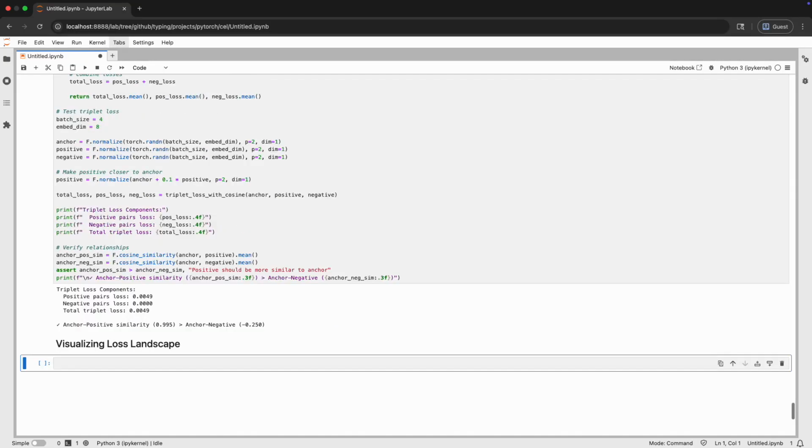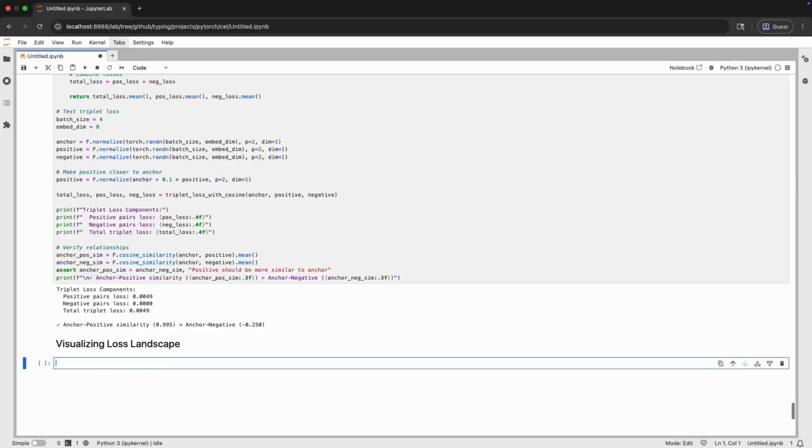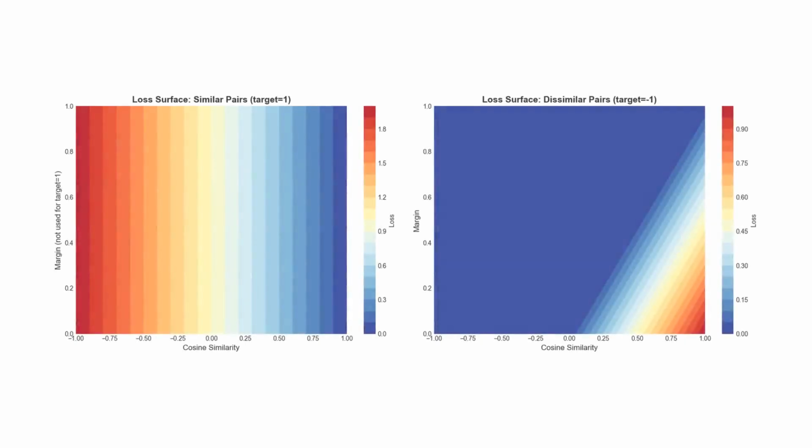Now I'll create a comprehensive visualization of the loss landscape for both similar and dissimilar pairs. This will show how the loss varies with cosine similarity and margin values. These contour plots reveal the complete loss landscape. For similar pairs on the left, the loss is simply 1 minus the cosine similarity, creating a linear gradient that's independent of the margin. For dissimilar pairs on the right, we see how the margin creates a triangular region of zero loss in the lower left, where embeddings are already sufficiently dissimilar.